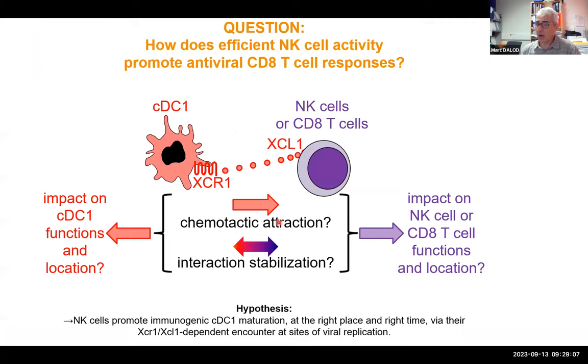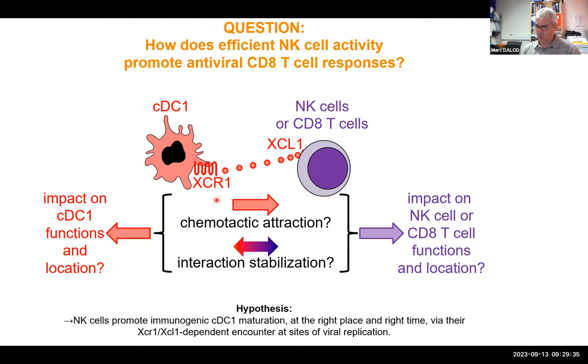So the question is, how mechanistically is the NK cell response linked to the CD8 T cell response? Are the NK cells directly talking to CD8 T cells, or is there an intermediate third-party cell type? We thought maybe through cDC1 and maybe involving XCR1, because NK cells can secrete lymphotactin, the chemokine that can attract cDC1 or can maybe stabilize interaction with cDC1 because they express the chemokine receptor XCR1.